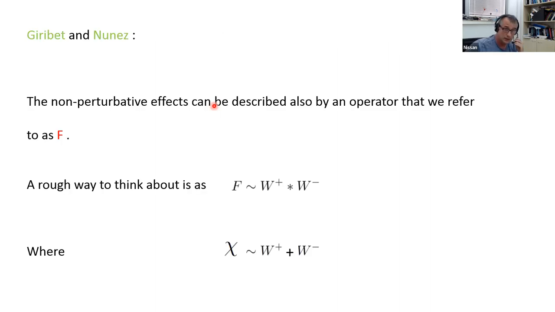What they showed is that the non-perturbative effects in the SL2 or AdS3 backgrounds can be accounted for by, if this is a winding plus and this is winding minus, then our chi from before is basically the sum of them. Instead of thinking about chi, you can think about what we call F, which is their product. And what they showed was that if you condense this field rather than that field, you get the exact same answer for all the correlation functions in this model.